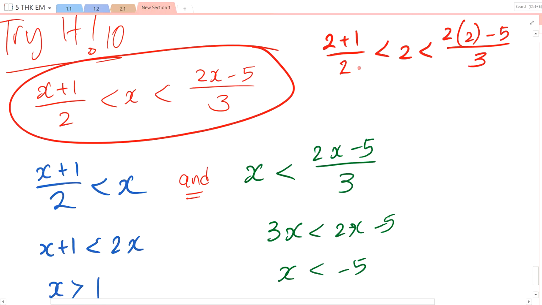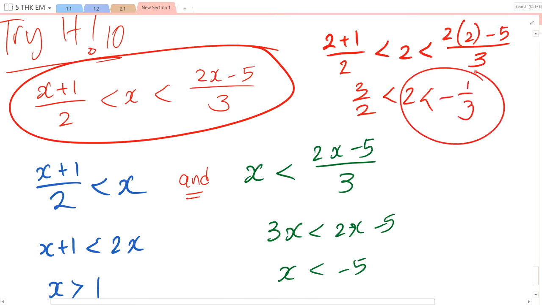Okay, let's continue down and we see whether there is any problem with this or not. 2 plus 1, 3 over 2. 3 over 2 less than 2. Does it make sense so far? 3 over 2, is it less than 2? Yes, it is. Now what happens on the other side? 4 minus 5 is negative 1. Negative 1 divided by 3 is negative 1 over 3. Does this portion make sense? It doesn't make sense. How can negative number be bigger than 2, right? So this tells me that actually x equals to 2 doesn't work.